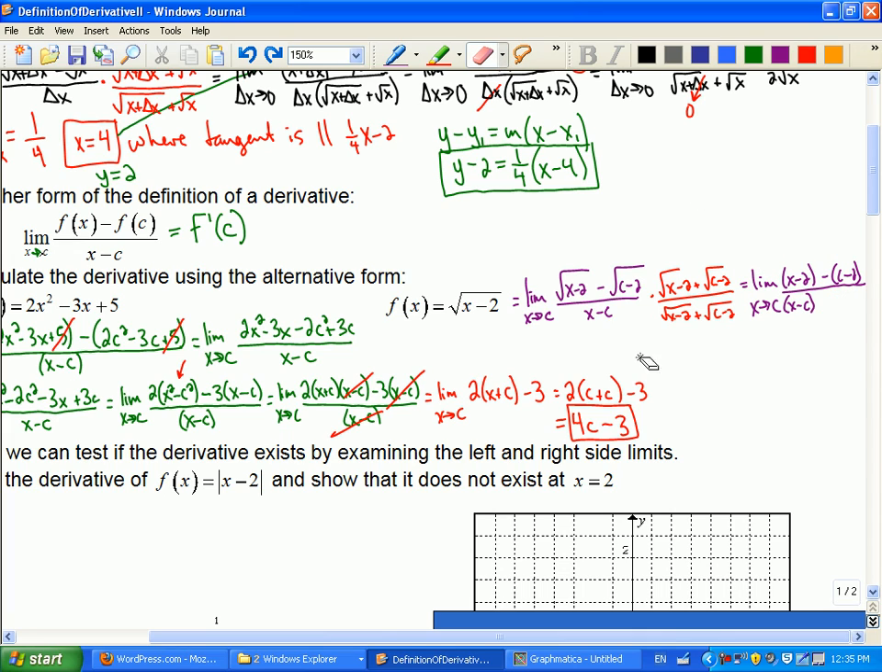It's not cooperating with me. I just need some more room here.